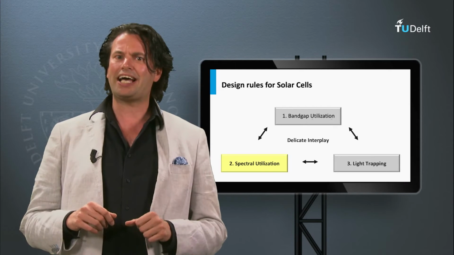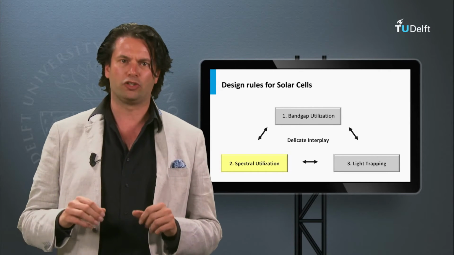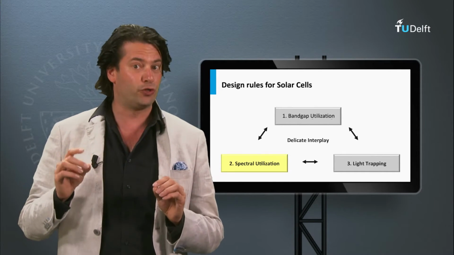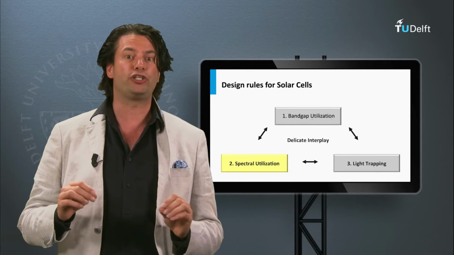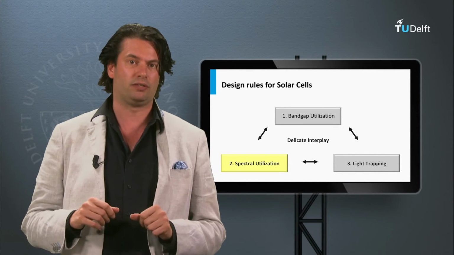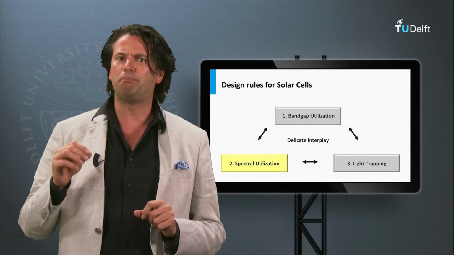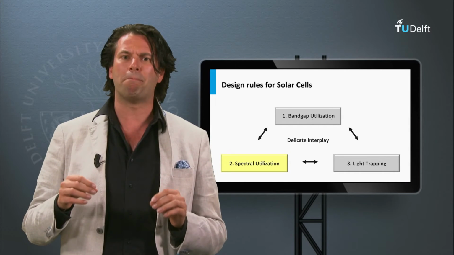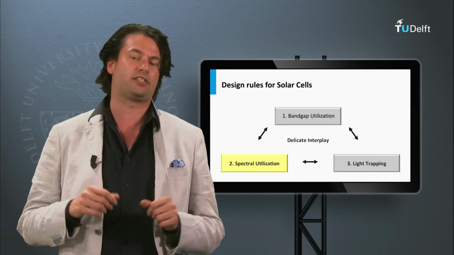Secondly, we look at the spectral utilization. The spectral utilization is first determined by the choice of materials which make the solar cell. We will discuss that the bandgap of the materials determines the maximum current density generated by the solar cell.